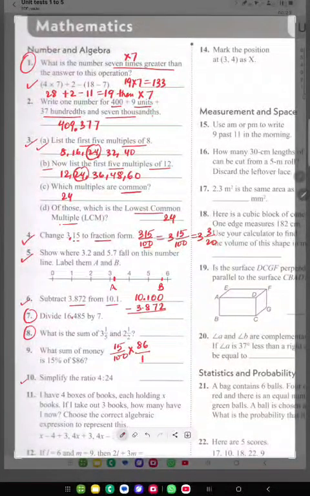For question 10, it's simplify the ratio 4 is to 24. You just need to divide by their HCF, the highest common factor. 4 is the HCF. If I just divide 4 by 4, I'll get 1. 24 divided by 4 is 6. So that's 1:6. That's my answer, 1:6.